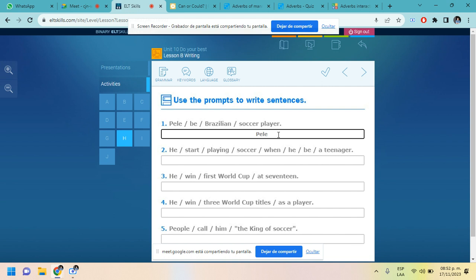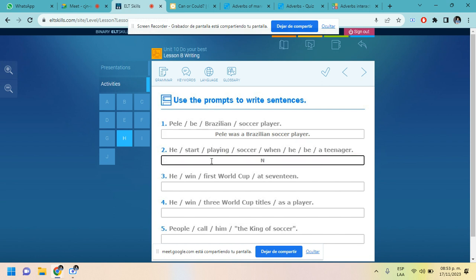Tell me the past of is. No idea. Yeah, we use was or were. Was, yes. Yeah, Pele was. Pele was a Brazilian soccer player. This is the sentence. Pelé was a Brazilian soccer player. A very famous Brazilian soccer player. Yeah? Two, the same. Tell me in the past tense.